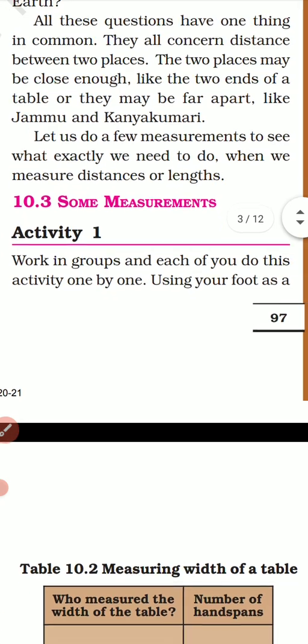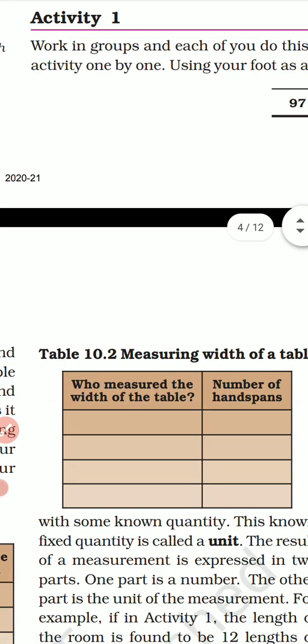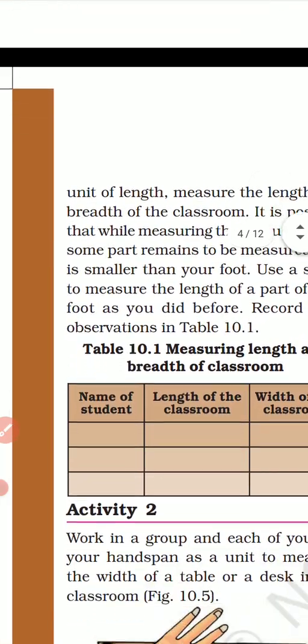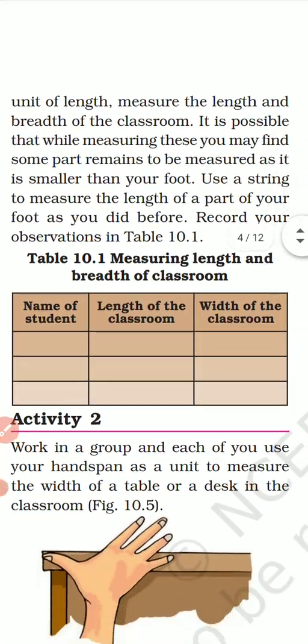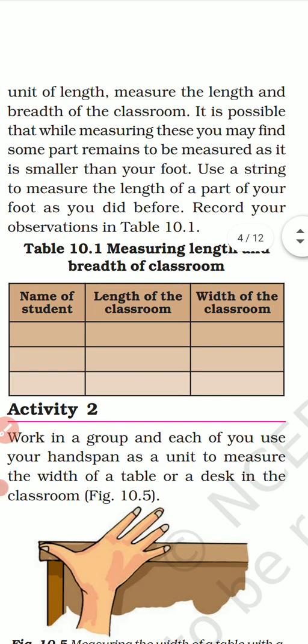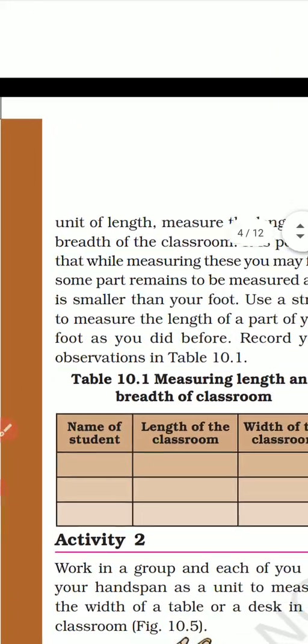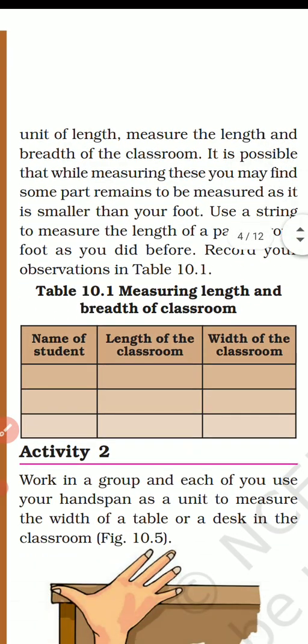So work in group, and each of you do this activity. You have to do this individually, using your foot as a unit of length. Using a foot as the unit of length, measure the length and breadth of your classroom. So here you have to measure the length and the breadth of any one of the rooms. You have to measure by using your foot, children, right? Now measure the length and the breadth of your room.